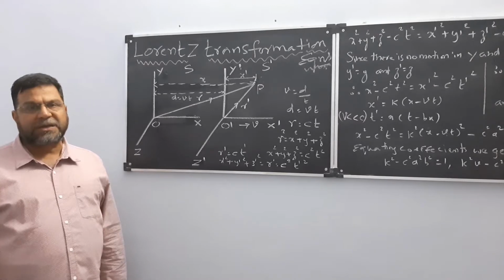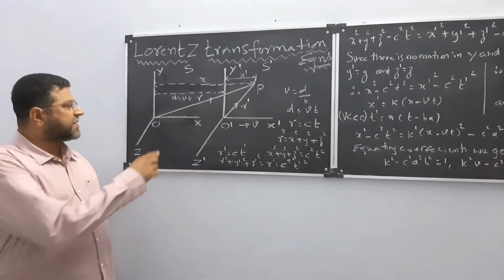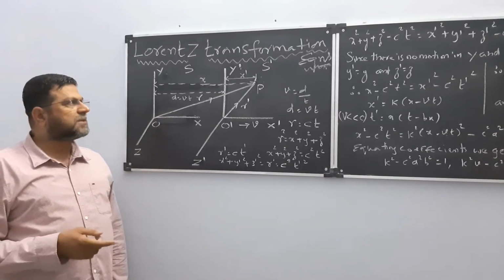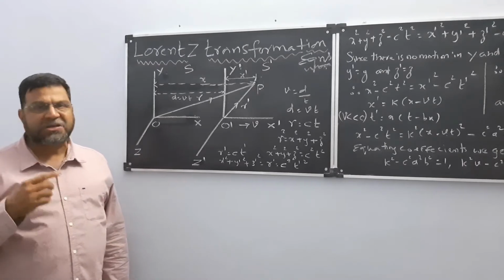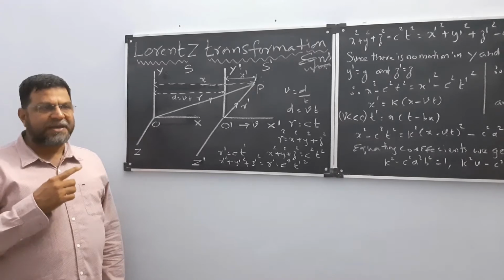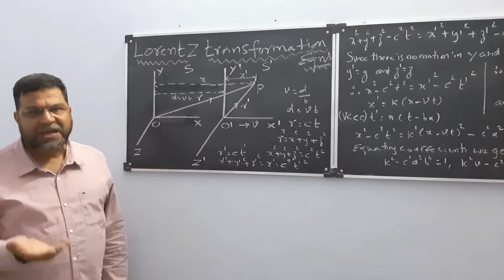So let us consider two systems S and S dash. In the system S, we are taking three axes X, Y, Z and the observer O. Likewise, in the system S dash, we are taking the three axes as X dash, Y dash, Z dash and the observer is at O dash. Now the frame S is unaccelerated and the frame S dash is accelerated.